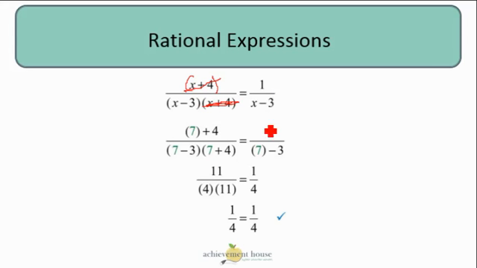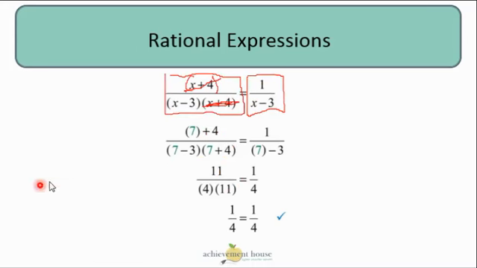Now, what you should do every single time that you reduce is check to make sure your answers are the same. So substitute a random number in for x to make sure that this expression will give you the same value as this expression. So 7 plus 4, I get 11. 7 minus 3, 7 plus 4. I get 4 times 11.